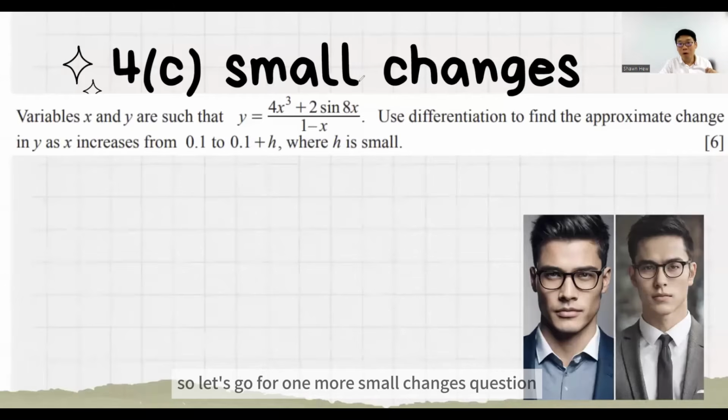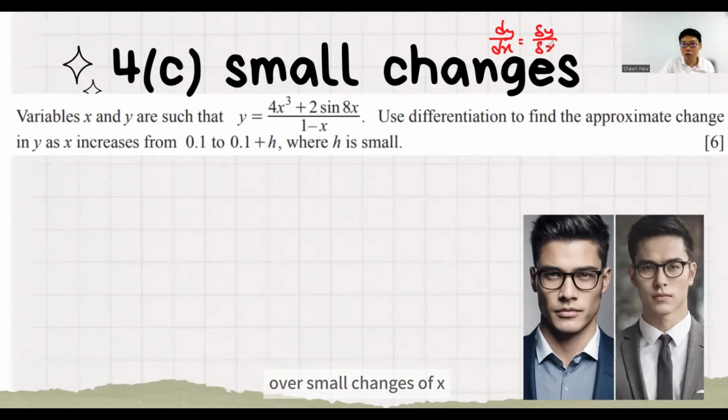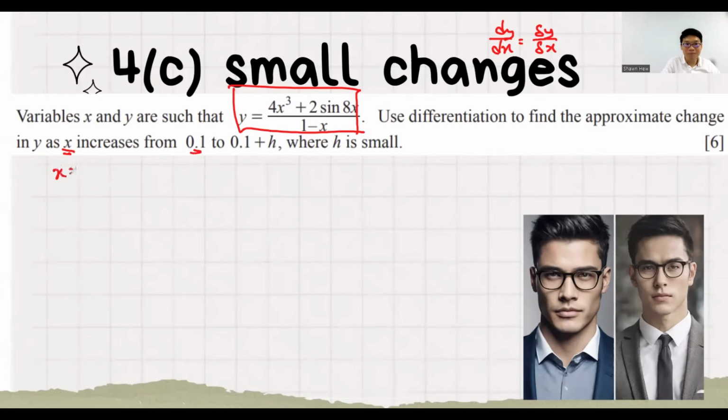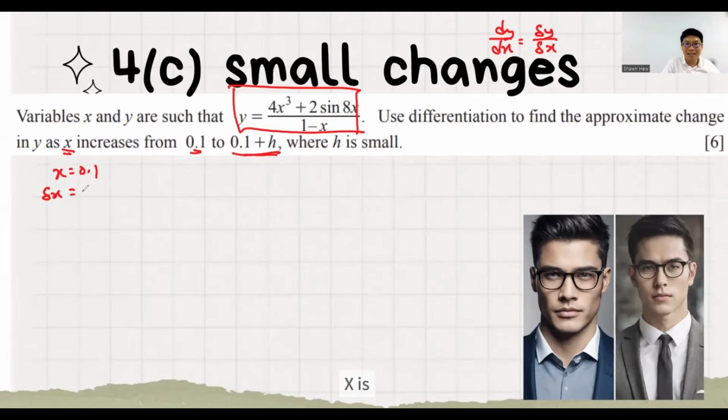So let's go for one more small changes question. Remember, we need to use dy/dx equals small change of y over small change of x. The equation is given, and x is given as 0.1. Then x changed to 0.1 plus h, which means the small change of x is h. So we can apply this, we already know this is h. Then we need to find dy/dx.